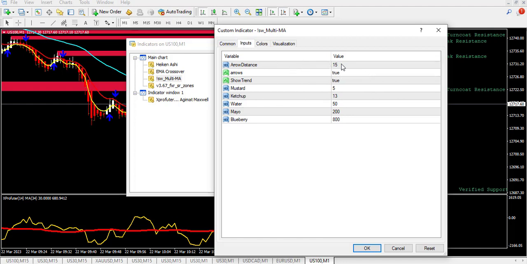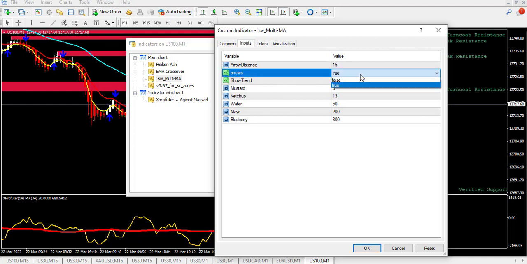Here are the values for this particular indicator. The arrow distance is 15, and that's why you see the arrow at that distance. Do you want it to show the arrow? If you want the green arrow, then you turn it to true. If not, turn it to false. And if you want to show the trend, you can use this also. The other values are 200 and 800, the MAs that I turned off.